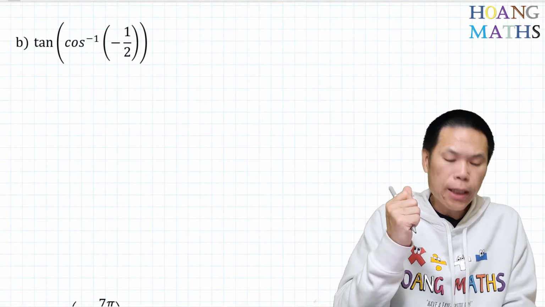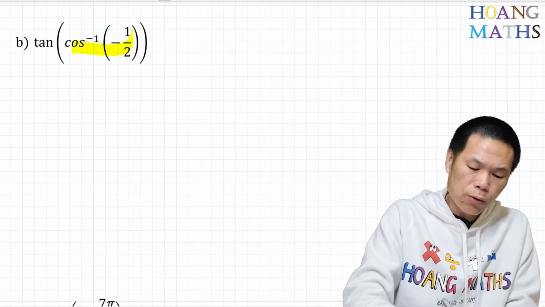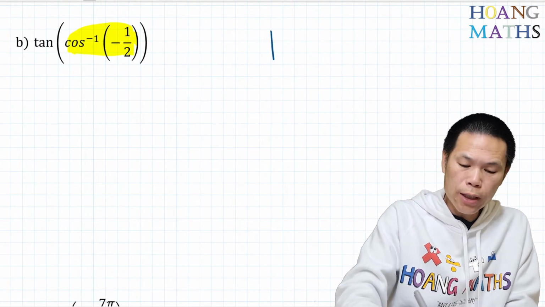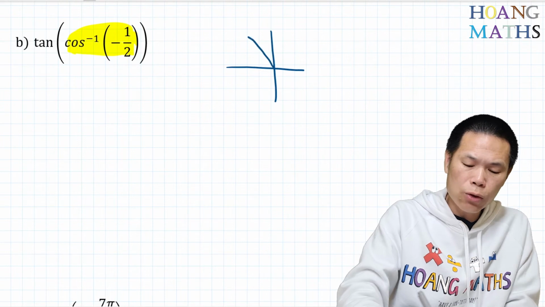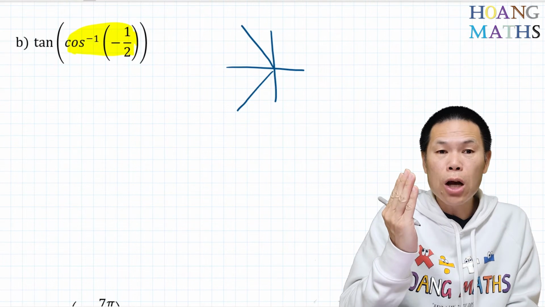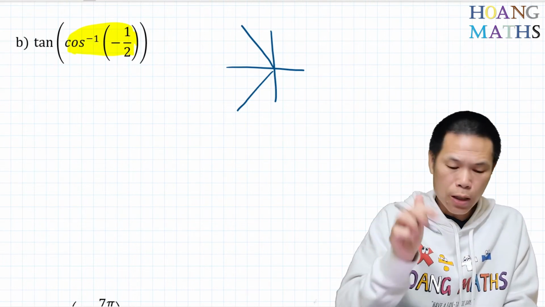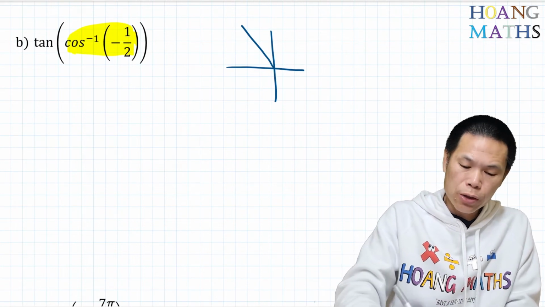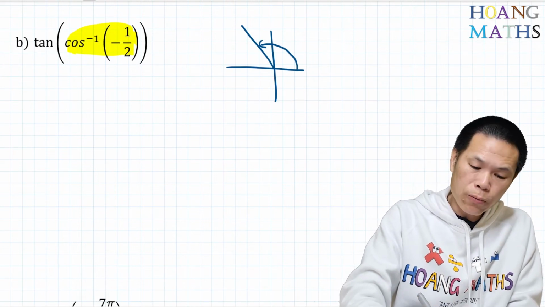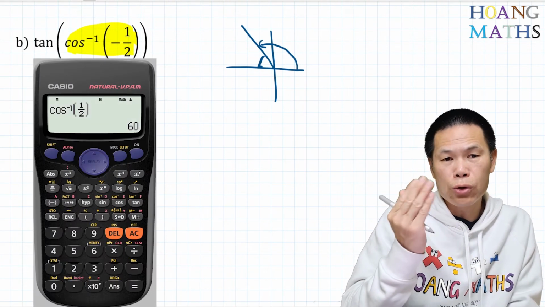Part B, tan of cos inverse of negative a half. Let me evaluate this one first: inverse cos of negative a half. For negative, it has to be in this quadrant and this quadrant. However, for inverse cos, the range has to be between 0 and pi. So the answer should be from here to here, and the reference angle is this one here. We just go inverse cos of a half and we should get 60 degrees.